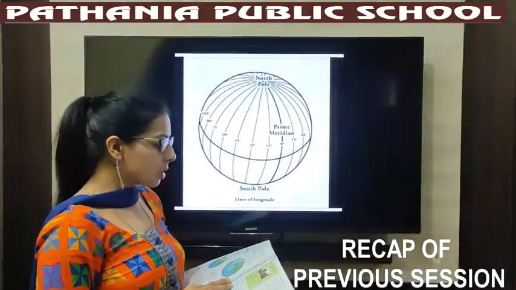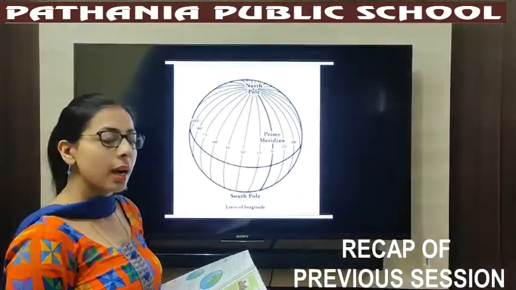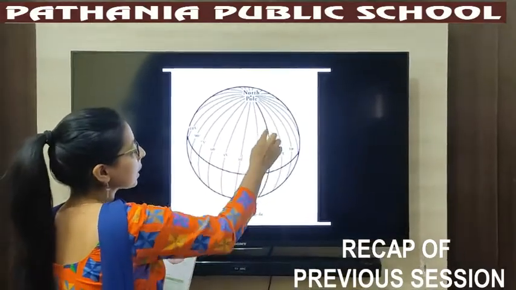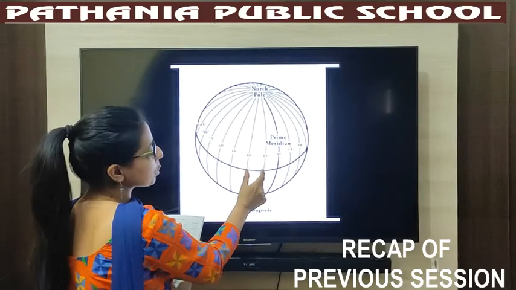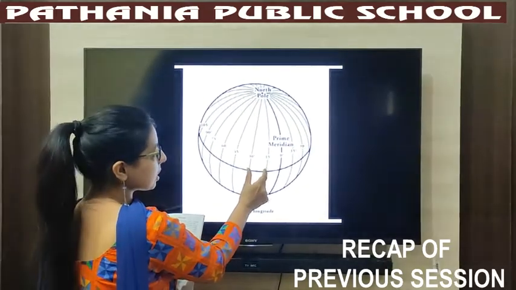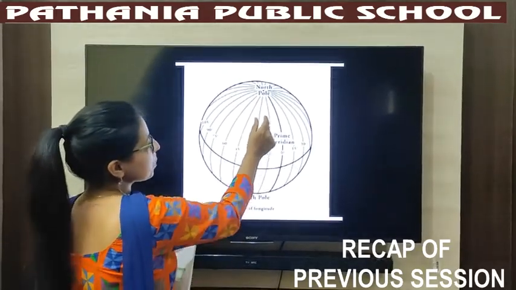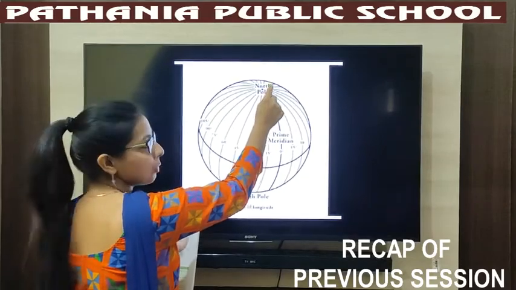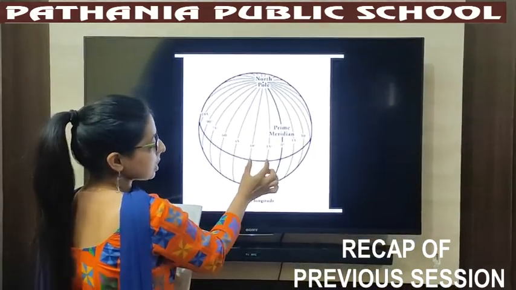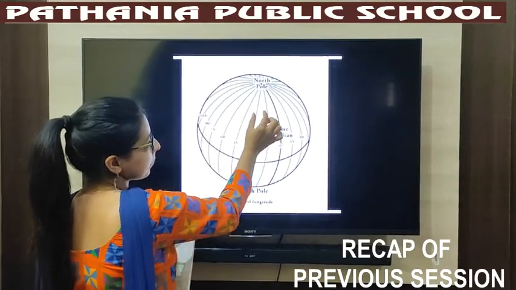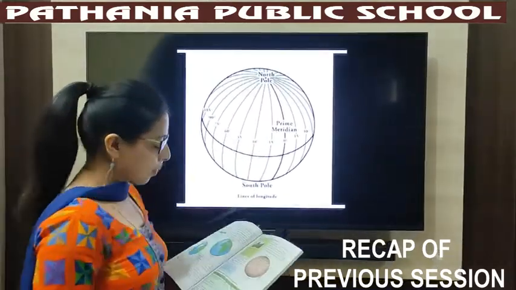Next feature which we discussed: the distance between two longitudes is maximum at the equator. You can see this line is our equator, and the distance between two longitudes here is maximum. But when we move towards the north pole or the south pole, the distance decreases as we move towards the poles.